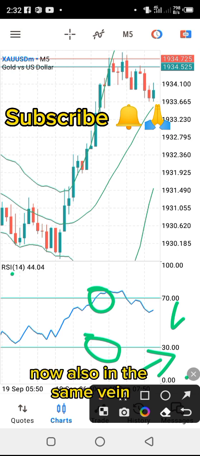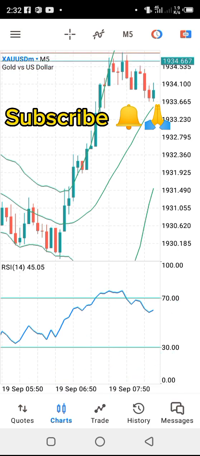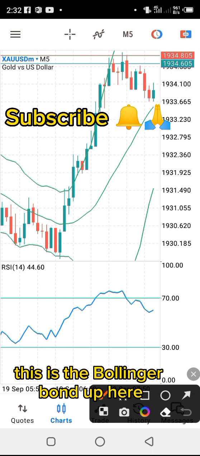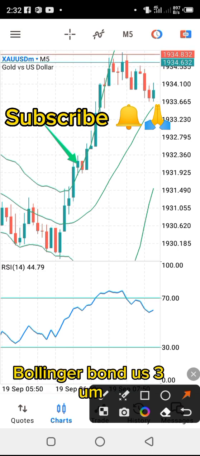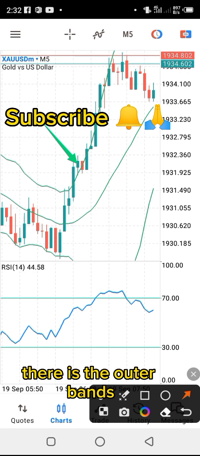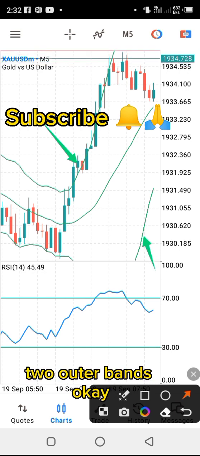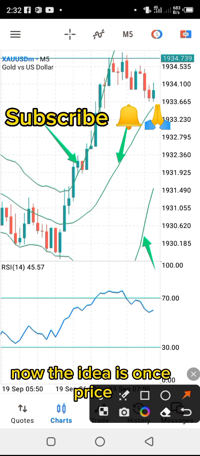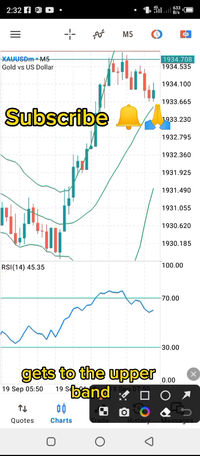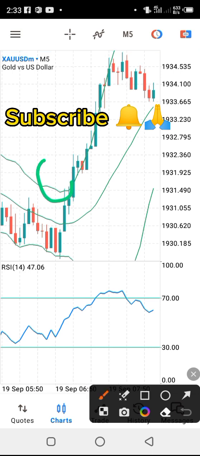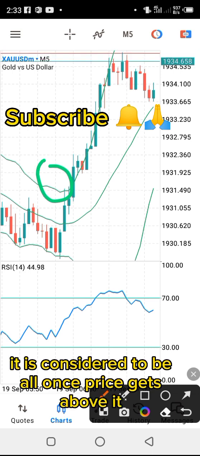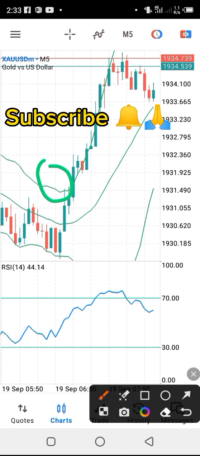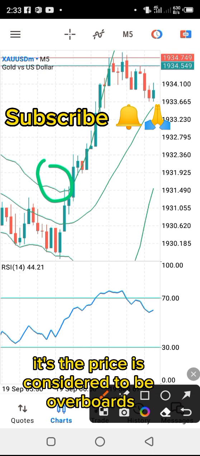Now also in the same vein, this is the Bollinger Band up here. Bollinger Band has three bands. There are two outer bands and one inner band. Can you see that? Two outer bands and one inner band. Now the idea is, once price gets to the upper band, I'm talking about this upper band here, or once price gets above it, the price is considered to be overbought.